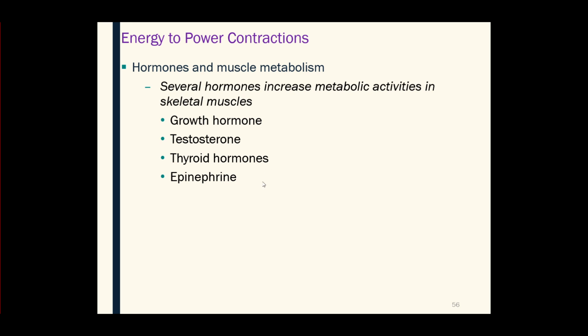Okay, so that concludes this lesson on how we produce energy in the muscles. Again, without these pathways, we would never have enough ATP to do our normal muscle contractions.